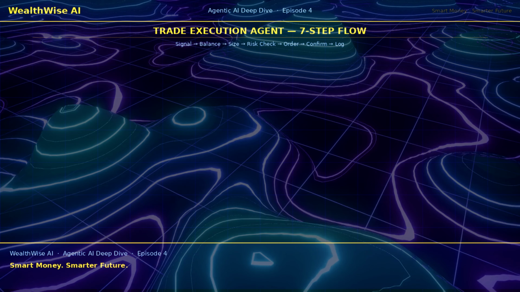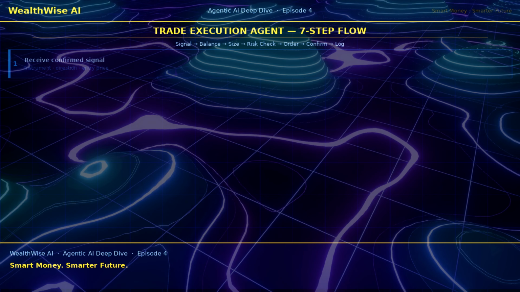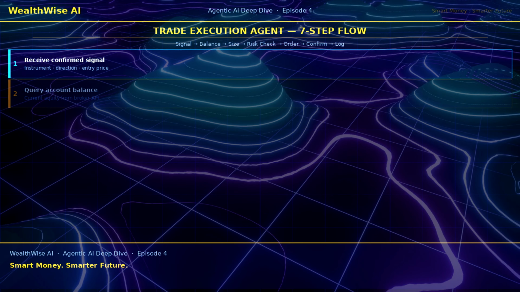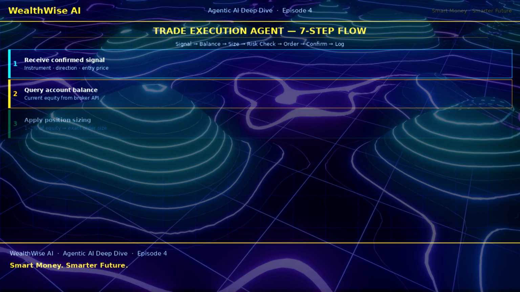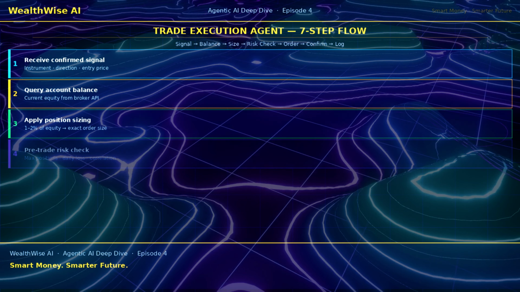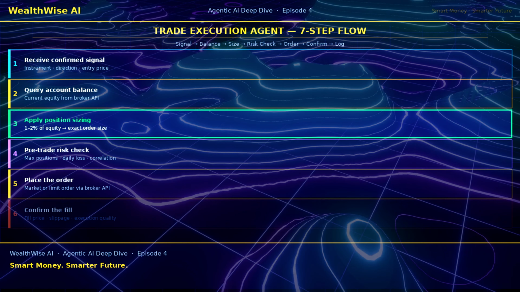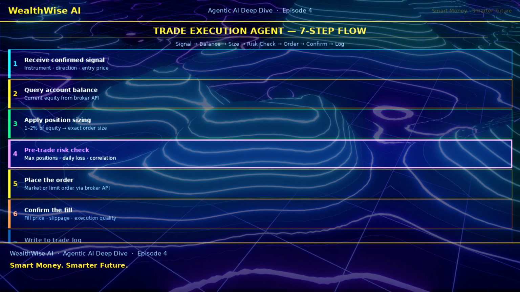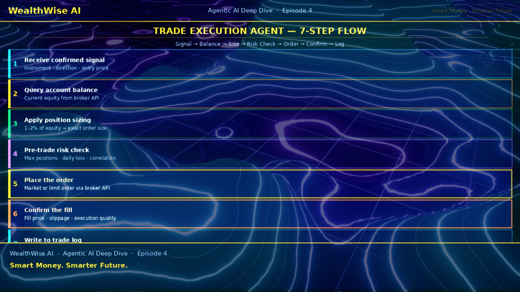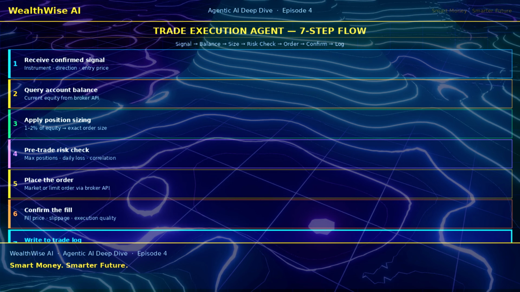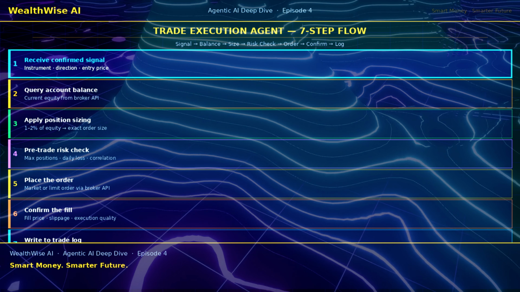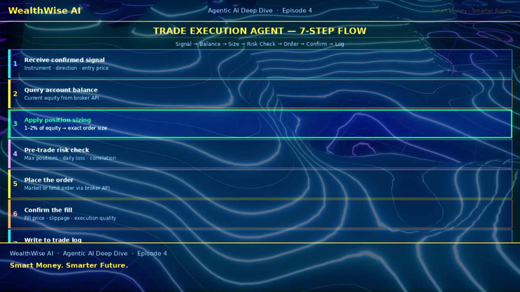Once you confirm a signal, the execution agent acts. 7 steps: receive the confirmed signal, query current account balance, apply position sizing, typically 1 to 2% of equity, check pre-trade risk rules, max open positions, daily loss limit, correlated exposure. If all pass, place the order, confirm the fill, and record slippage. Write a structured entry to the trade log.